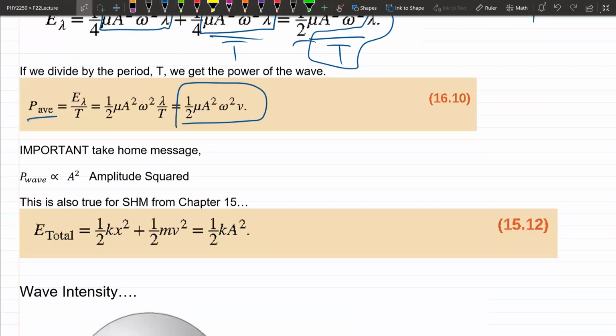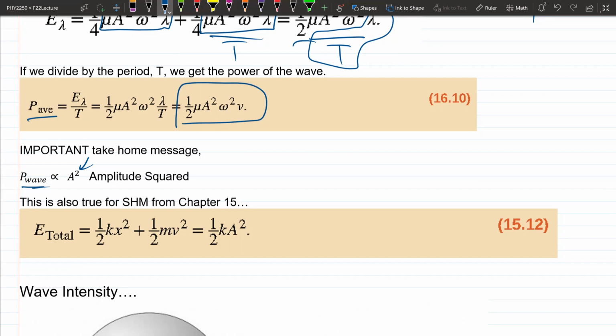The take-home message is that this power is proportional to the amplitude squared. This is going to come back to us in chapter 17, when we talk about sound waves also. To make sure you know that: if you have a wave with an amplitude of 1 meter and you compare it to a wave with an amplitude of 2 meters, it's 4 times more powerful, not 2 times, because you're squaring the amplitude.